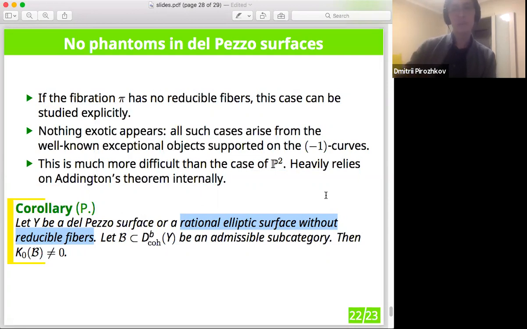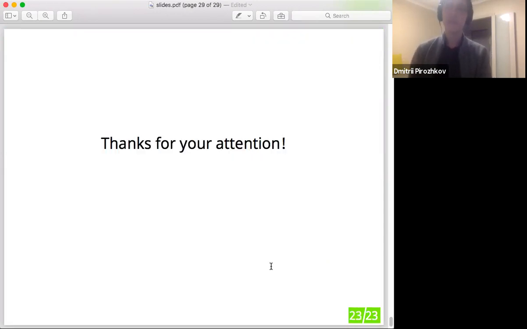And with a simple geometric argument, you can reduce the case of del Pezzo surfaces to this particular case by blowing up some general points. And this also shows that del Pezzo surfaces do not have phantom subcategories. That's it. Thank you for your attention.